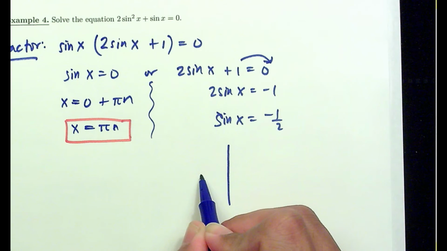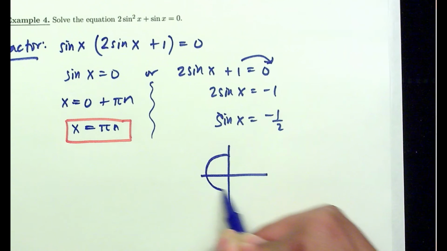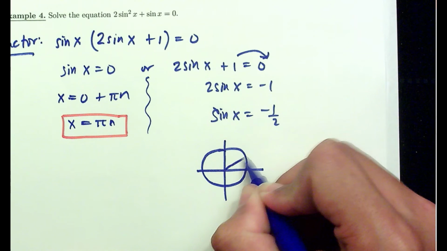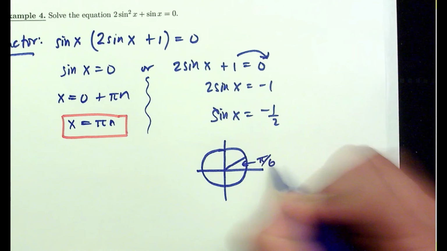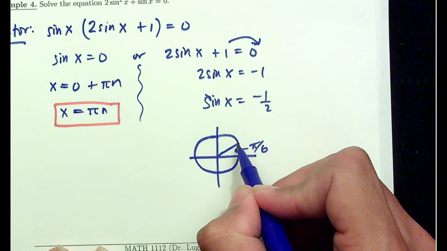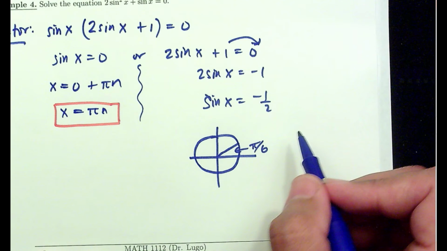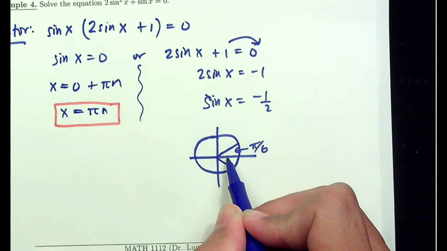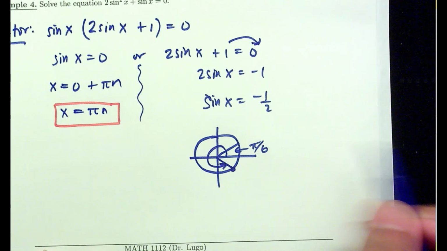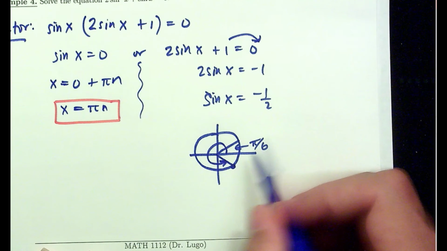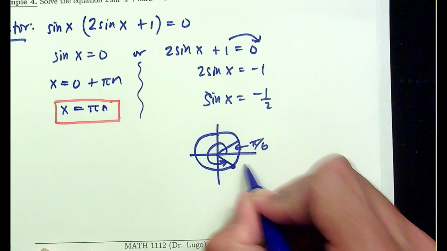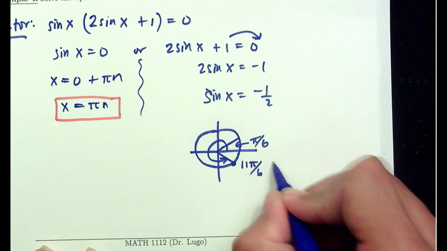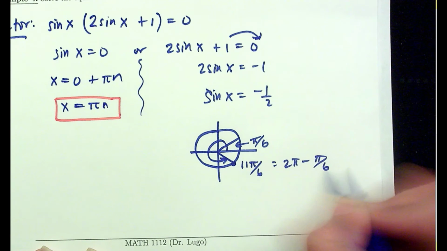Okay, let's see. I know the angles whose sine equals a half. That would be pi over 6, which is 30 degrees. I don't want positive a half, I want negative a half. Sine is a y coordinate, so I want this angle instead. What is this angle? This is 2 pi minus pi over 6, which is 11 pi over 6.